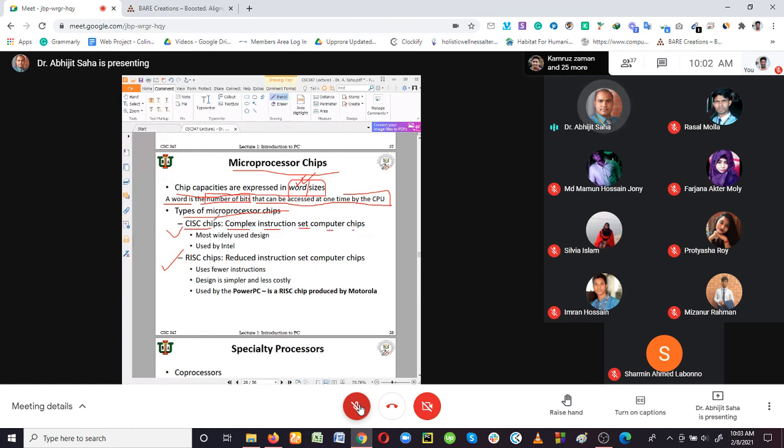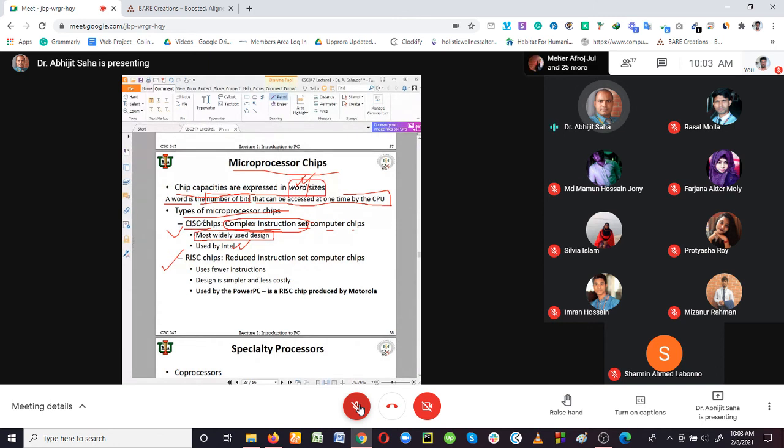By seeing the name of this chip, we can understand that this type of chip is going to deal with the complex instruction set. This is mostly used by Intel. Actually, the CISC chip is a much older chip that the CPU has been carrying along with it. It is the most widely used design, and the CISC chip has been used for a long time with the CPU.